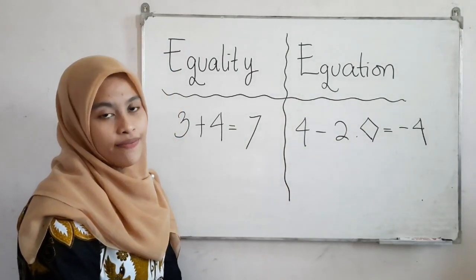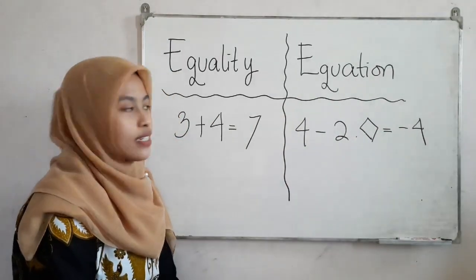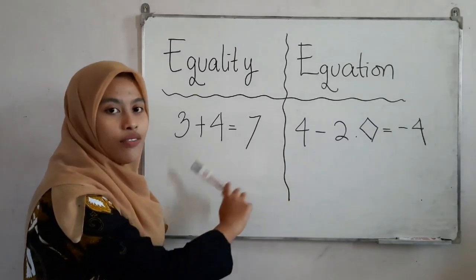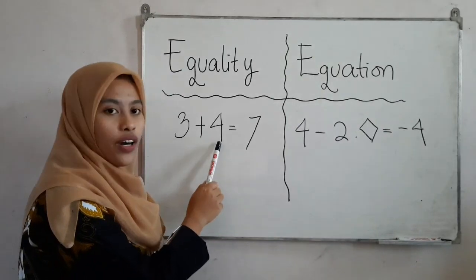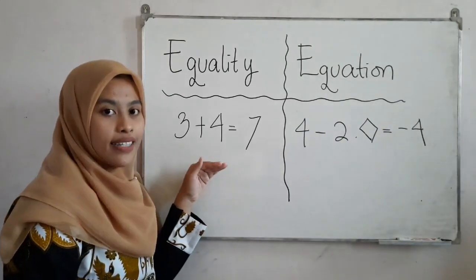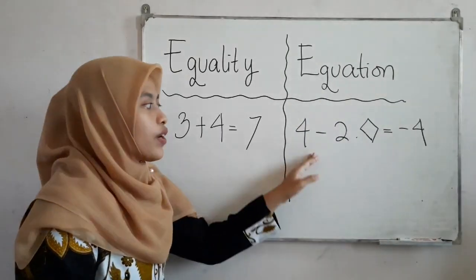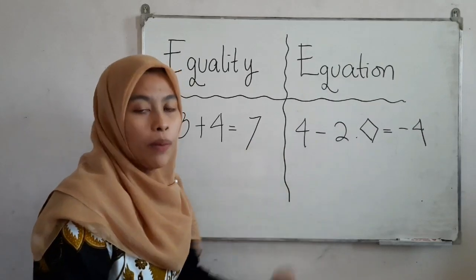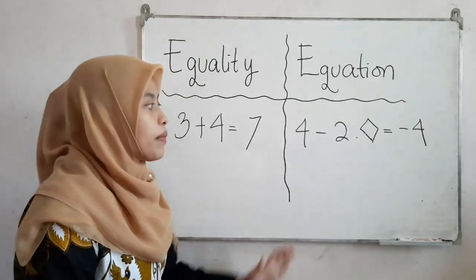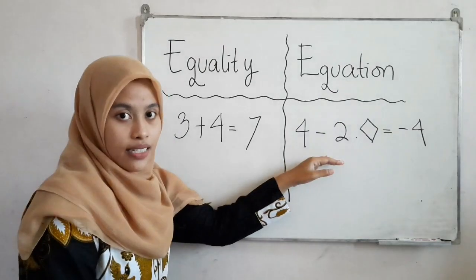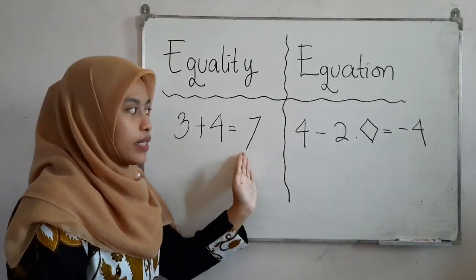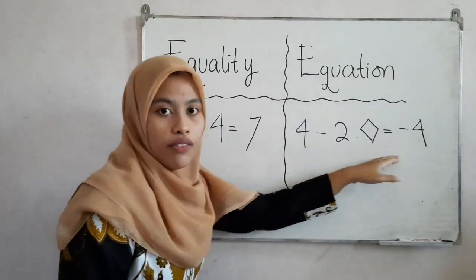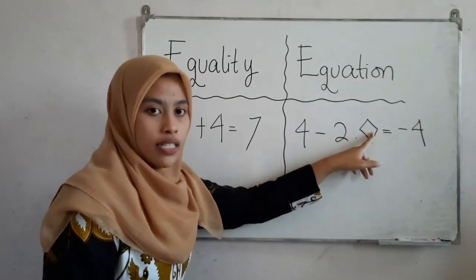Anyone knows? So yes, the difference is the truth of the mathematical sentences. We know that 3 plus 4 equals 7 is a correct sentence, right? But for 4 minus 2 times something equals minus 4, we don't know yet about the truth of the mathematical sentence. So this truth depends on this symbol.